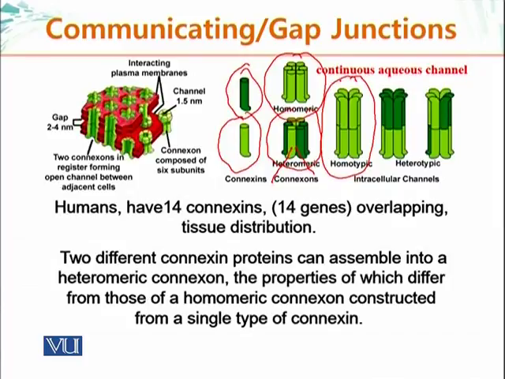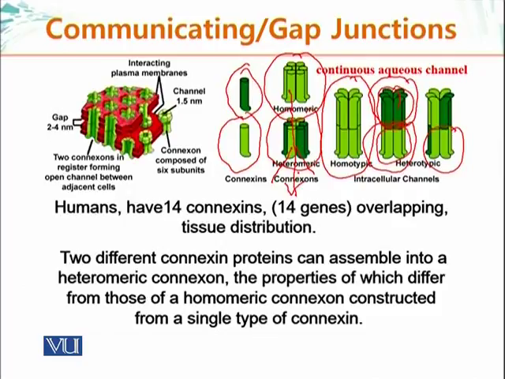And heterotypic can again be of two different types. One in which one connexon is entirely made up of one type of connexin protein and the other is made up of a different type of protein. Or heterotypic channels can be each heteromeric on their own. Here each connexon was homomeric, whereas here the connexons are heteromeric. The way these proteins assemble, they form a continuous aqueous channel through which different small molecules can traverse.